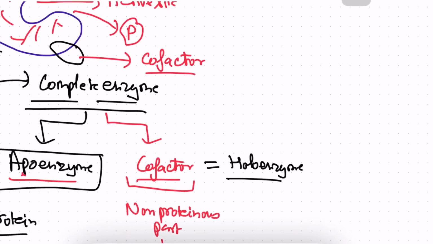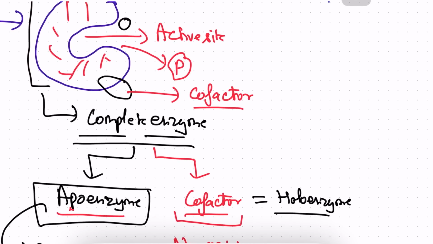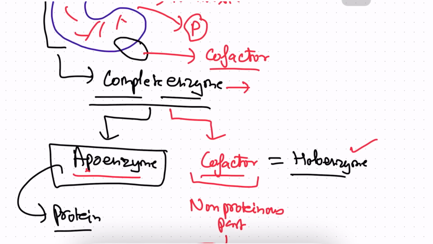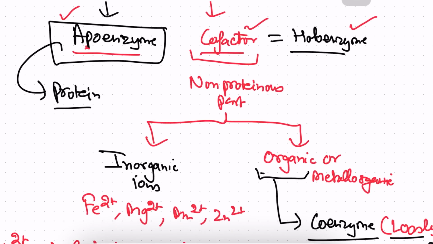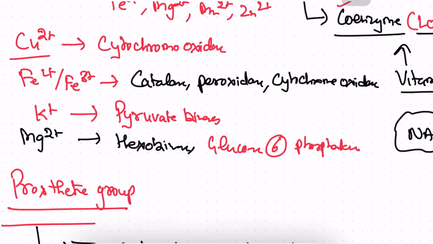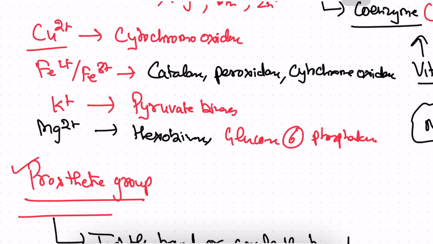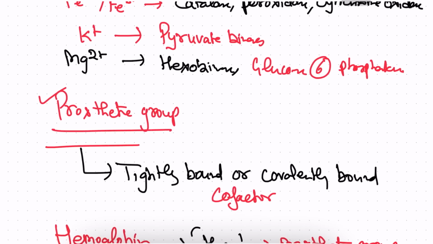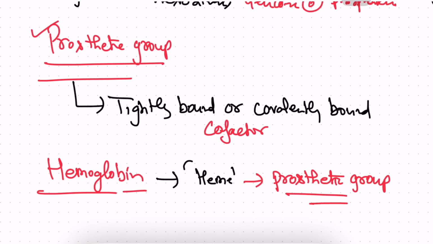Hopefully it is clear to you. Here we have discussed what is holoenzyme. The complete enzyme is known as holoenzyme. We discussed what is cofactor, what is apoenzyme, and I have told you cofactor can be of two types: inorganic ions or the organic or metal-organic component. We have discussed what is coenzyme, and we have also discussed what is prosthetic group. Hopefully all the points are clear to you.